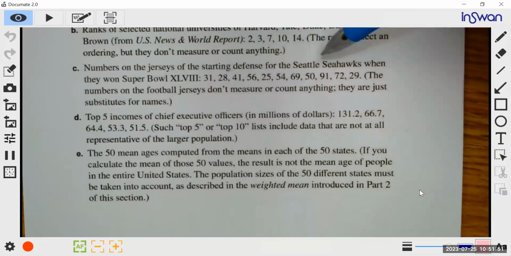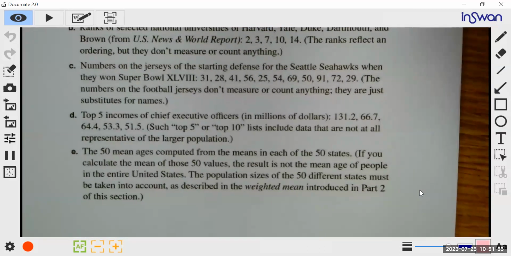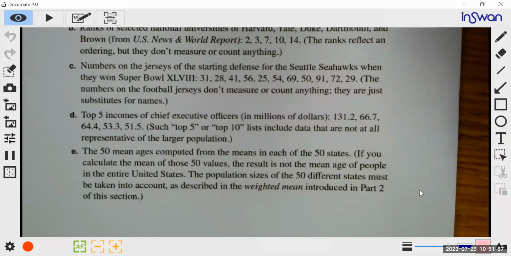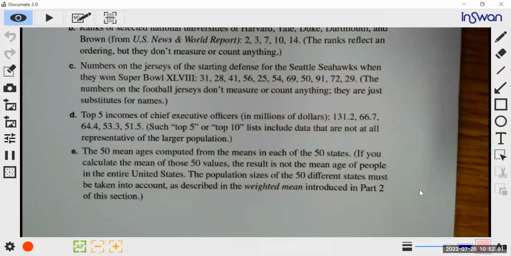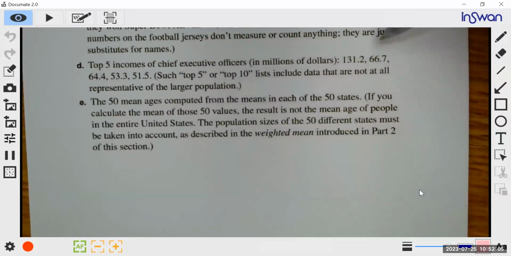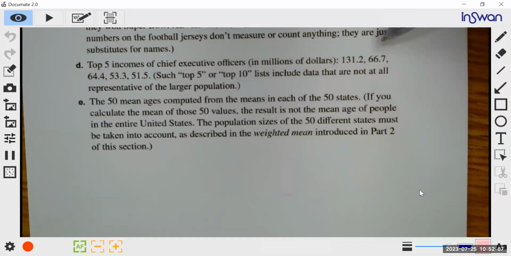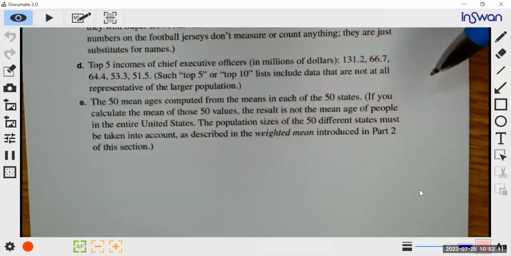Numbers on jerseys, starting defense for Seattle. Can you add up the numbers on jerseys and get somebody in the middle? No, they're qualitative. They're not quantitative. Incomes of chief executive officers. Can you find the average of those? Yes, because that's quantitative. It means a quantity of something.